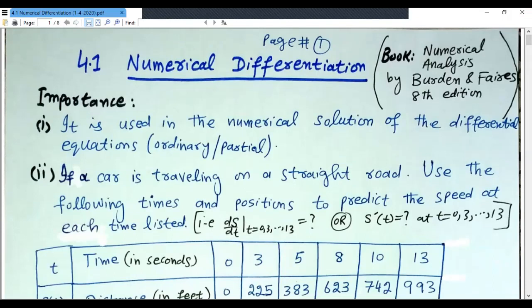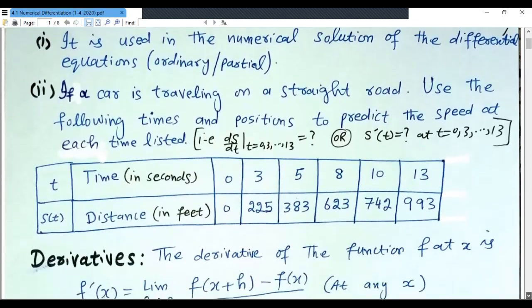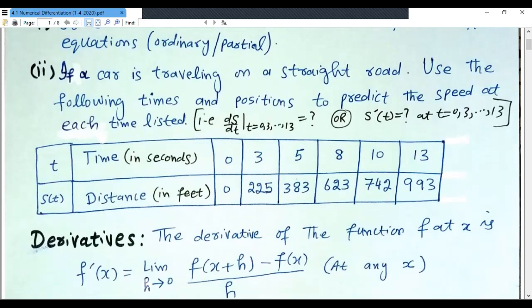First of all, why is it important to study numerical differentiation? One answer to this is that numerical differentiation is used in the numerical solution of ordinary differential equations and partial differential equations. And the second answer is if we have some function which is not explicitly given but its values are given, and we need to find the derivative, then numerical derivative will be used in that case.